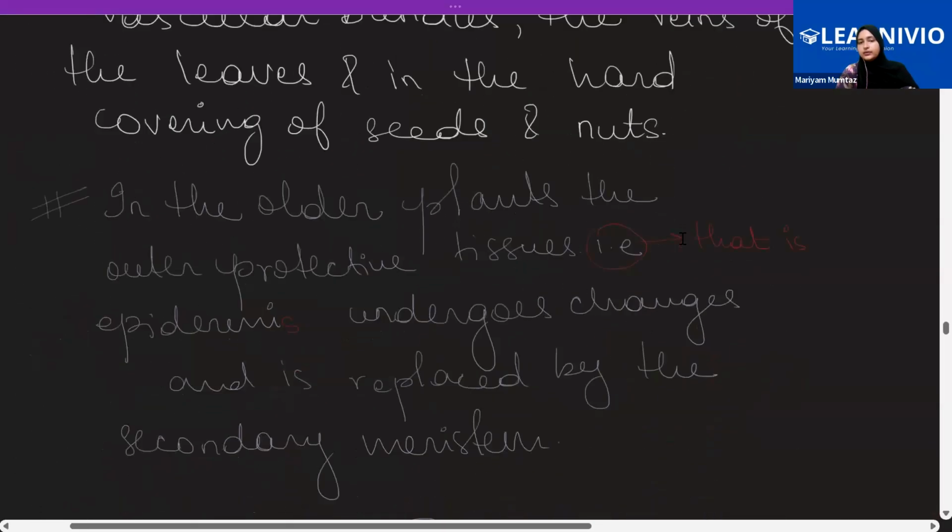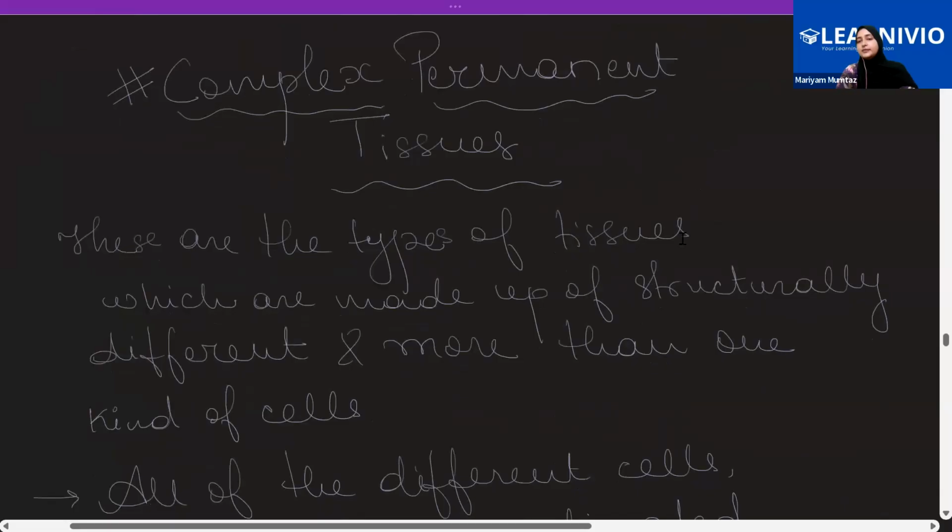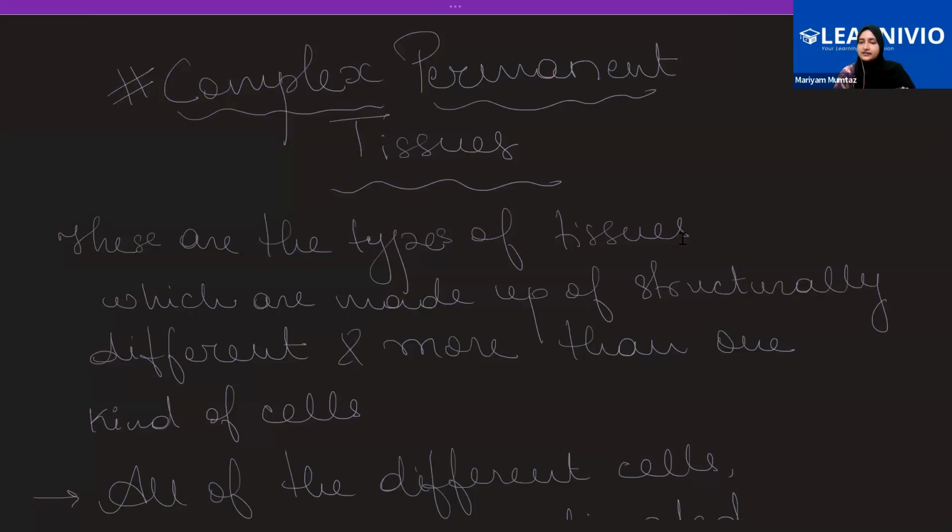So now, today, we're going to talk about the complex permanent tissues. Complex permanent tissues are the ones that are made up of different kinds of cells, more than one type of cell. It's not that they will have only one kind of cell. No, they'll have different kinds of cells present.